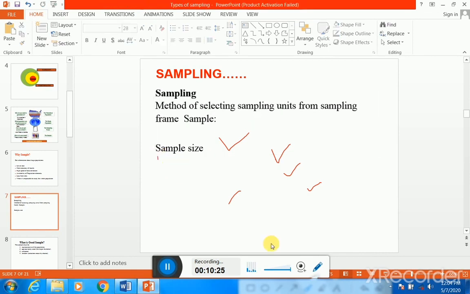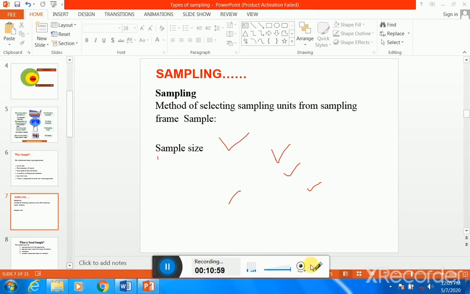Sample size: your population size and your sample size. Population size is always denoted by capital N. That is its representation, capital N. What does it mean? It means all the elements you include in your population. Whatever the elements included in your population for the study, that is simply known as your population size. Representation is capital N. And what is sample size?